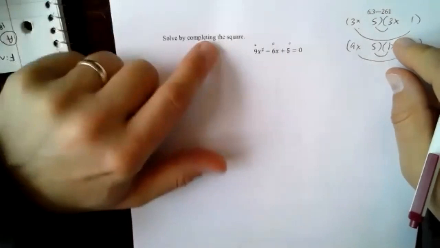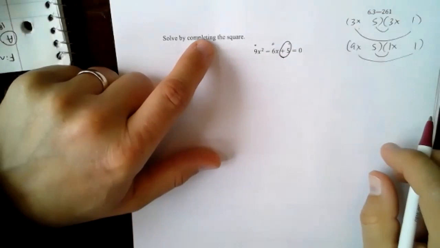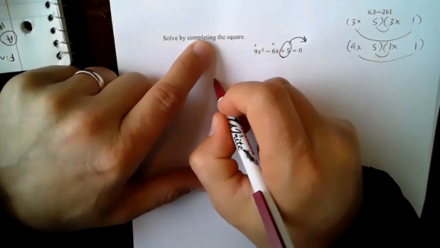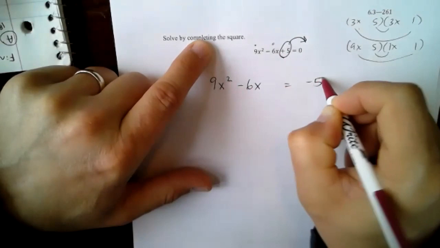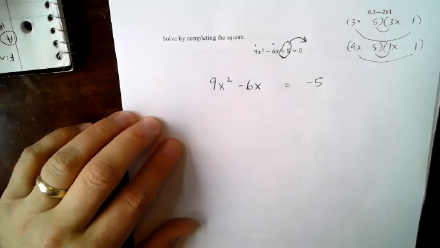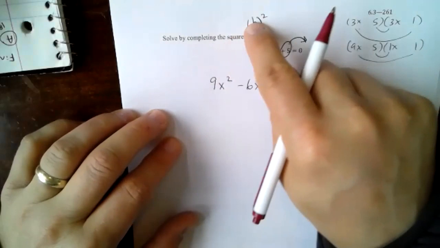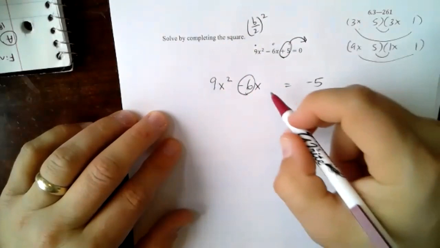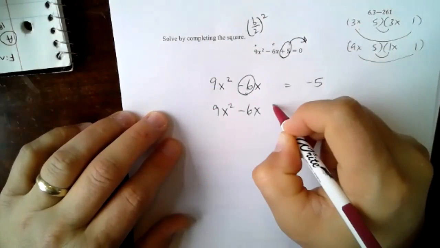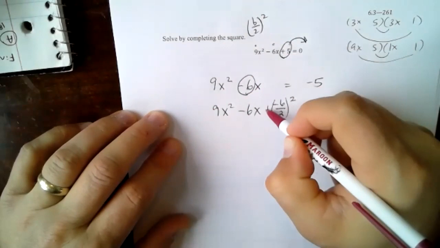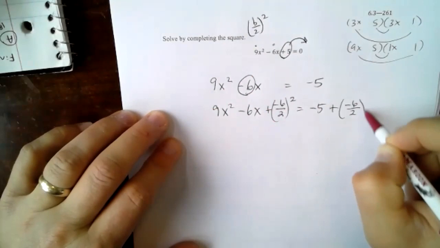And so all you do is you take this term right here and you move it over to the other side, right? So we have 9x squared minus 6x equals negative 5. So we moved it over, it became a negative. Now at this point, we need to add something to both sides. You remember completing the square, you should memorize b over 2 squared. These two things are synonymous with one another. So we're going to take this negative 6 and we're going to cut it in half. So negative 6 over 2. Then we're going to square it. Right? Negative 6 over 2 squared on both sides, just like that.